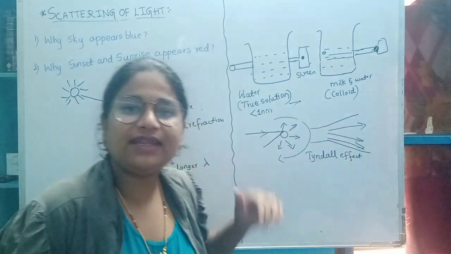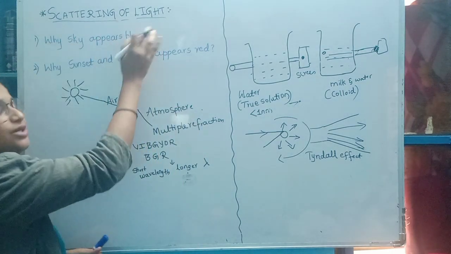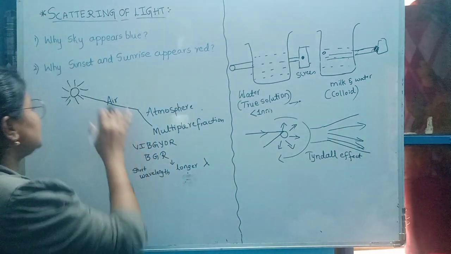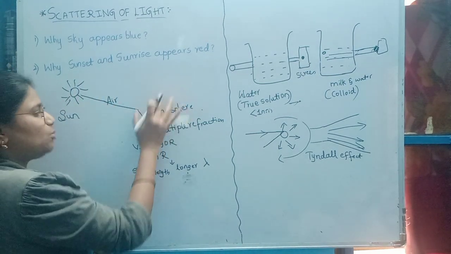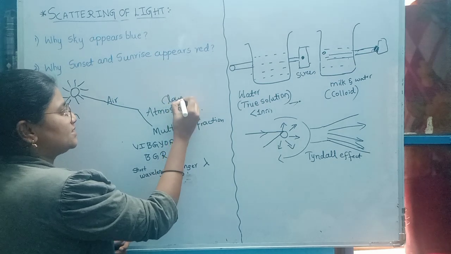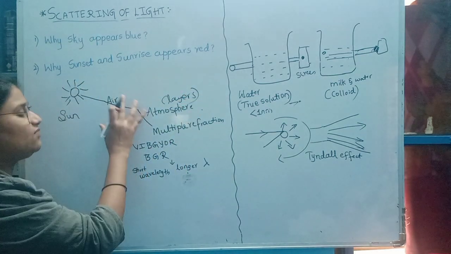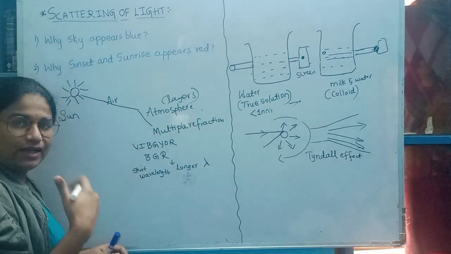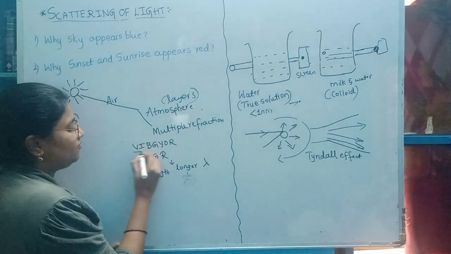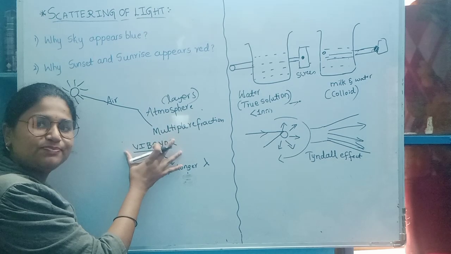This scattering of light we will watch in one more concept, that is why the sky appears blue. So let us consider the sun, air, and the atmosphere, which will have certain layers. In the layers of the atmosphere, the light will undergo multiple refraction. Due to the refraction, no doubt there is a formation of VIBGYOR or the spectrum.